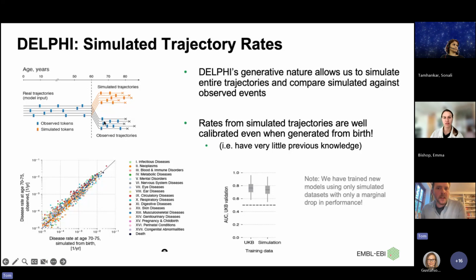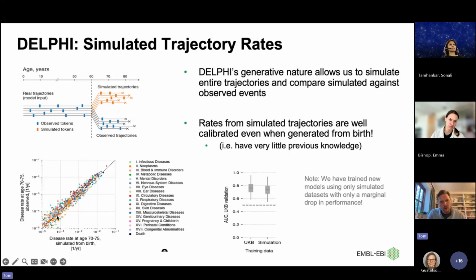So that's quite a nice test to be able to do. And that's what we did. We actually simulated data from birth, only providing the sex token and some randomization of the lifestyle information, and then evaluated the disease rate from the simulated data between the ages of 70 and 75 against the rates that were actually seen at 70 and 75.